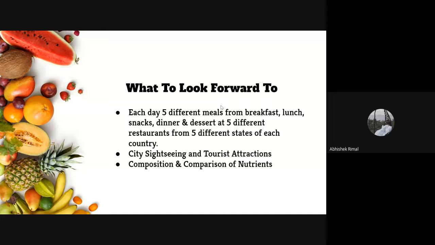In each country, we'll go on a one-day tour where we'll be visiting five different restaurants from five different states within the same country. We'll be reviewing and analyzing food items from breakfast to dinner. We've also created the nutrient content, how much nutrients each individual food contains, and all of those nutritional values. We've also made charts of the respective nutrients, with a lot of pie charts and diagrams to make it easier for all of you to analyze them.